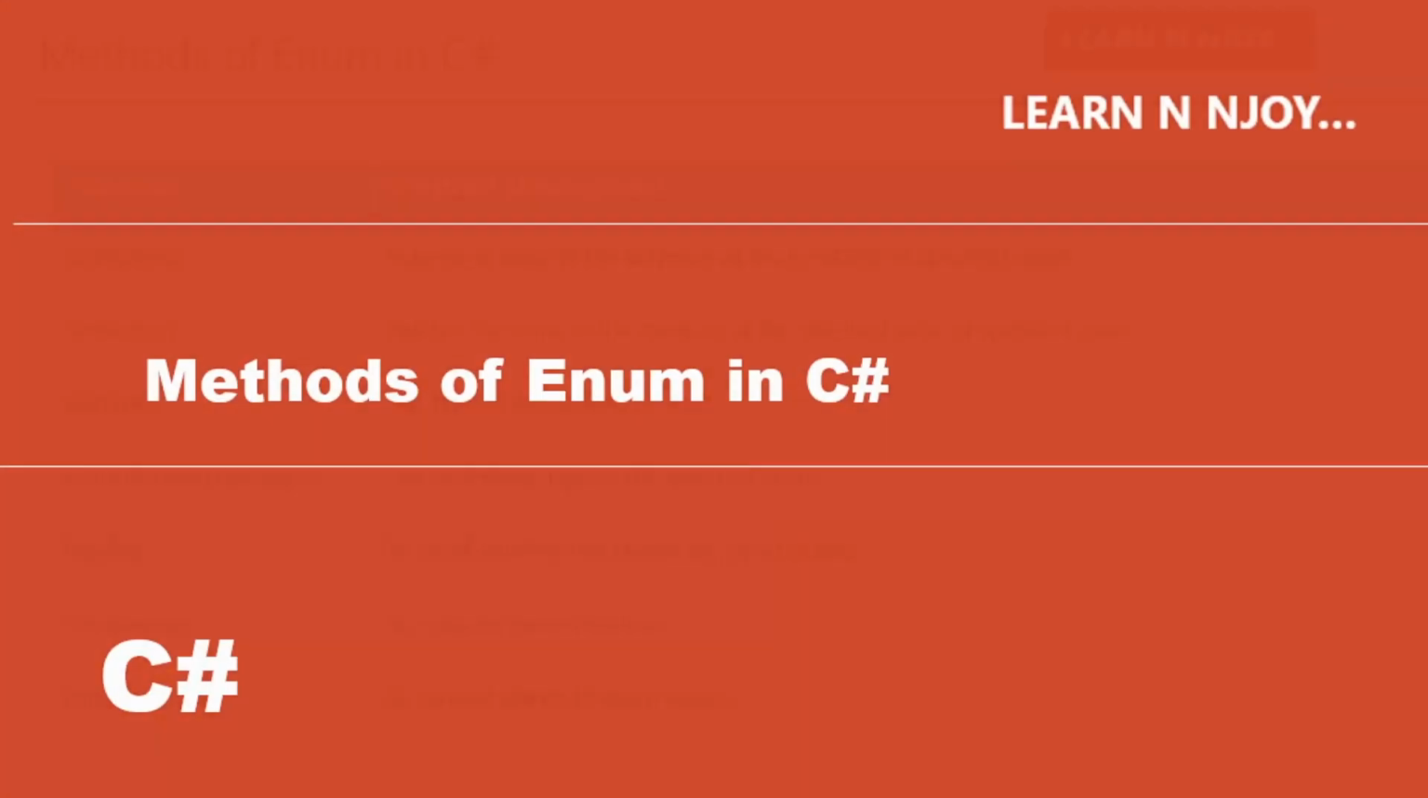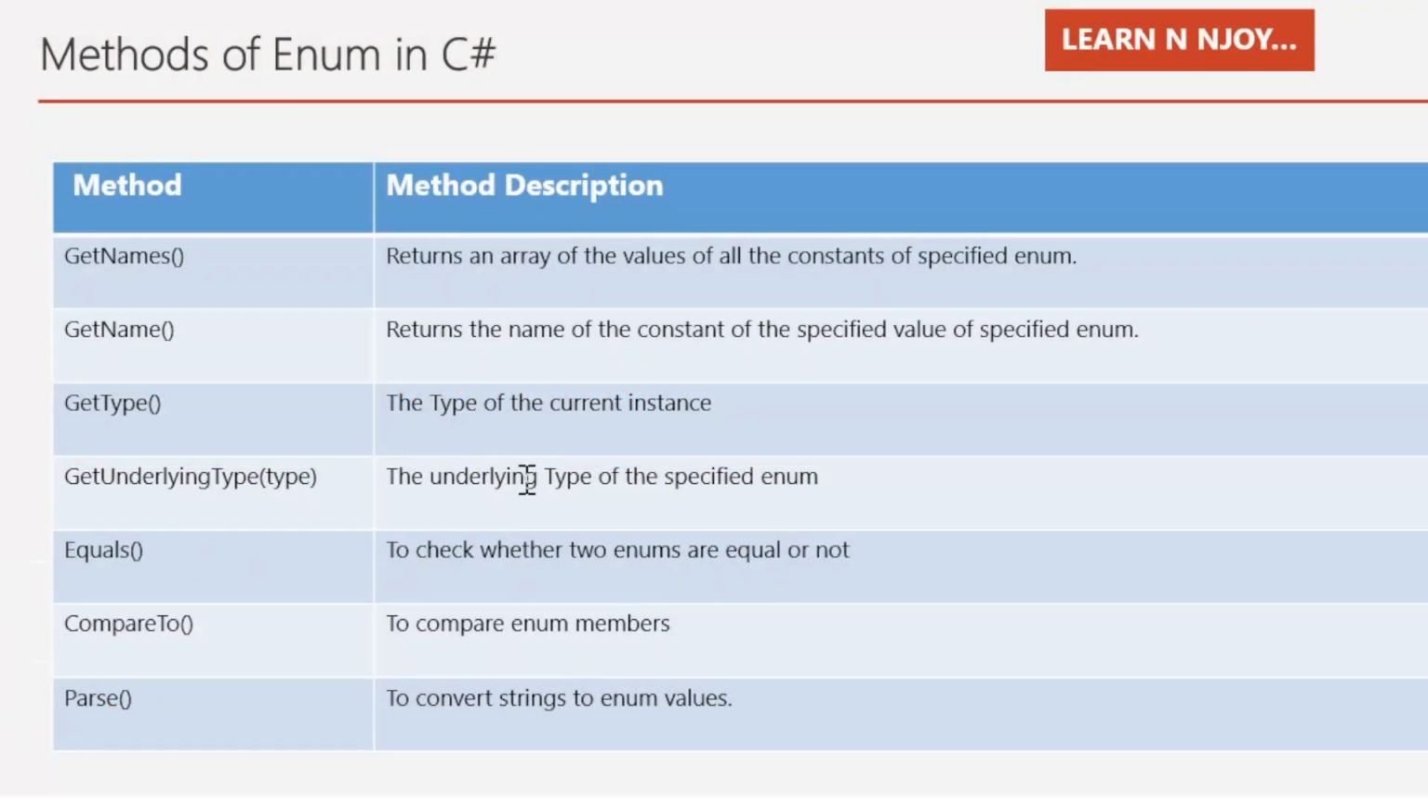Methods of enum in C#. There are multiple methods available for enums. Some of the commonly used methods I have listed here. These methods are GetNames, GetName, GetType, GetUnderlyingType, Equals, CompareTo, Parse. GetNames returns an array of the values of all the constants of the specified enum. So basically we will have to provide the enum name whose member values we want to fetch. GetName, here we need to provide two things. The first one is the enum name and also which member value we want to fetch its name for. So these two things we need to provide, then it will return the name of the constant of the specified value of the specified enum.